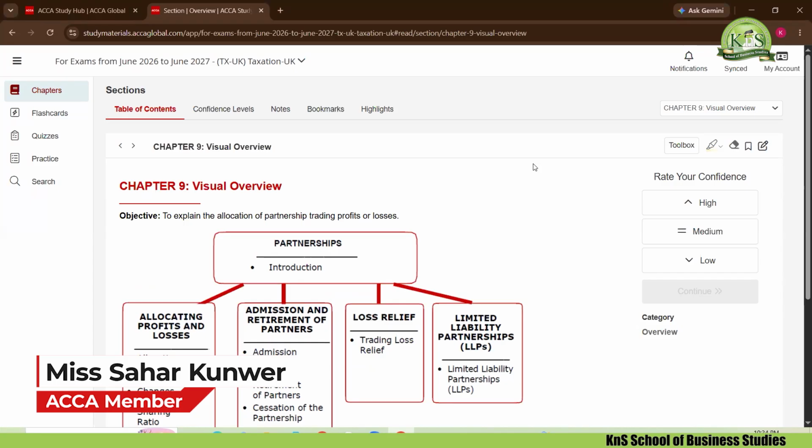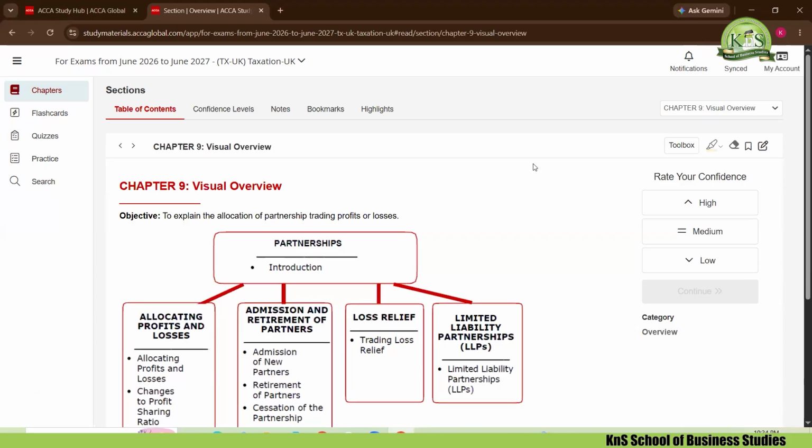In taxation, we have to see that if there are 2 or 20 partners doing a business, how HMRC will collect tax from them. If they are earning any profits or income through their partnership business, that is counted as non-savings income. So here, our major objective is only one: to explain the allocation of partnership trading profits or losses. If partners have losses, how will they be allocated and distributed among them? And if it is profit, how will that be distributed among them?